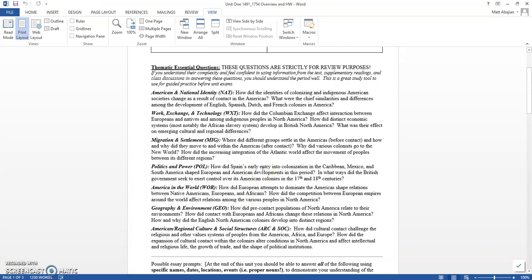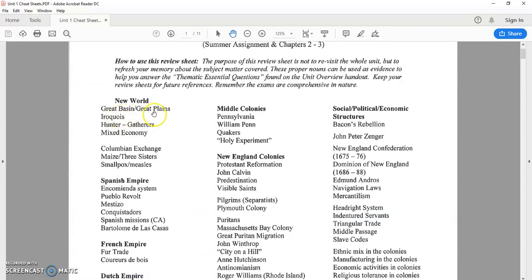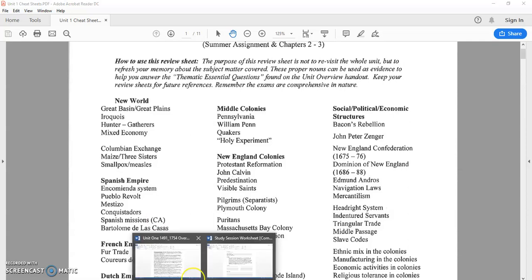So, for example, let's do geography and environment. How did pre-contact populations of North America relate to their environments? If I'm going to my homework overview, I'm going to look at the Great Basin and the Great Plains, and I'm thinking, super dry, desert-type climates, and I'm going to associate with them the pueblos, right? The irrigation, the mud huts, the irrigation techniques they used to bring in water. Fantastic. Well, Abajian, okay, I get that. Let's try another one.